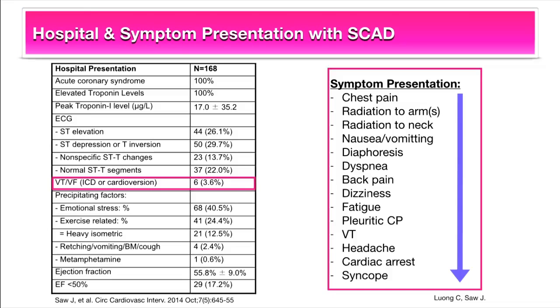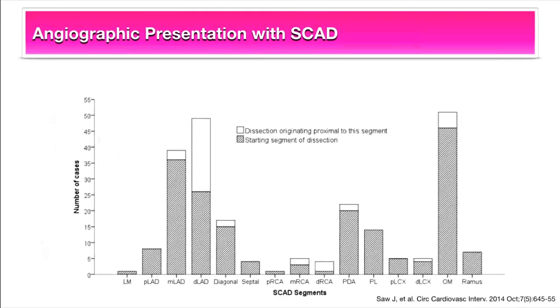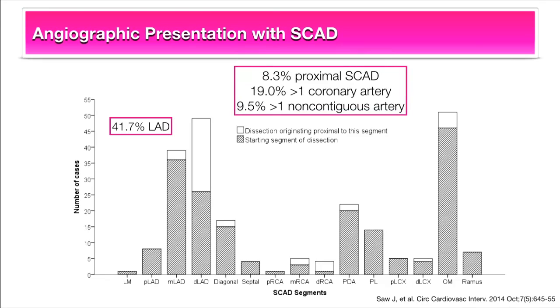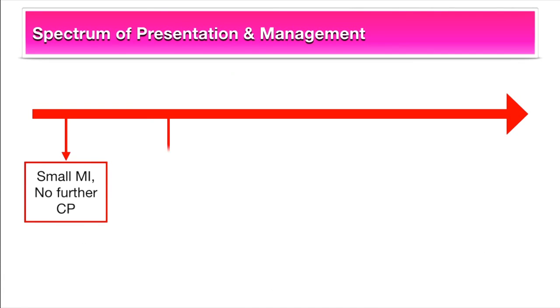In terms of what symptoms they present with, the vast majority of patients have chest pain in over 90% of cases, and many others describe radiation to arms or neck, symptoms of nausea, vomiting, diaphoresis, etc. In terms of angiographic presentation, what arteries are involved? LAD is the most commonly involved, although any artery can be involved, and about 10% involve the proximal artery, and about 20% have involvement in more than one coronary artery.